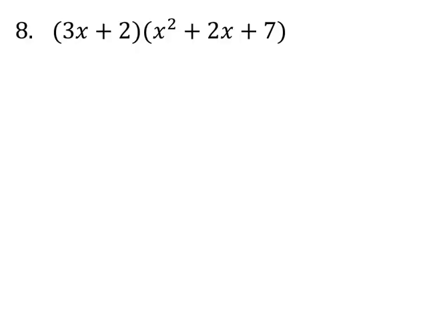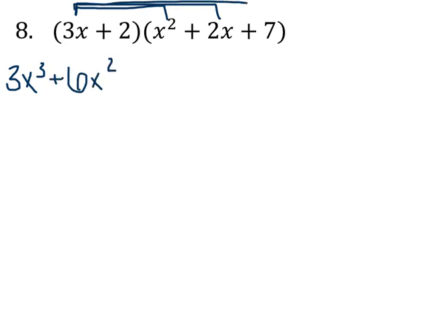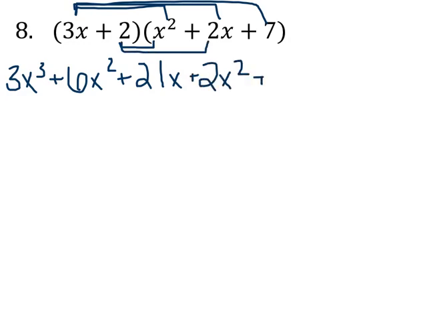Now when we have a binomial and a trinomial, we can't just FOIL, but it's the same idea where we say, okay, I want each part of the first term to multiply to each part in the second. So we get 3x to the third, then 3x times 2x will be 6x squared. 3x times 7 will be 21x. Then moving on to 2, since 3 multiplied to each of those, now we'll do 2. 2 times x squared is 2x squared. 2 times 2x will be 4x. And 2 times 7 will be 14.